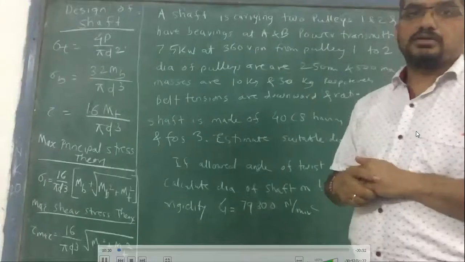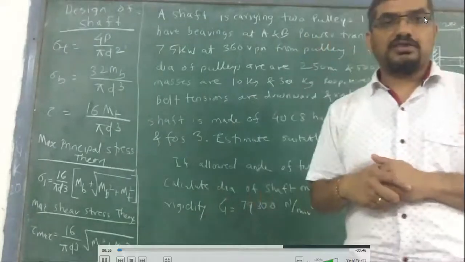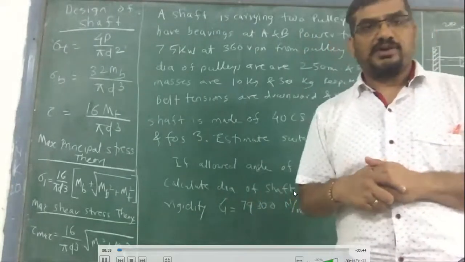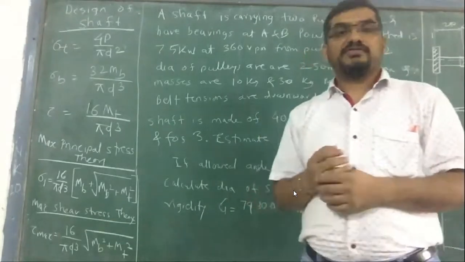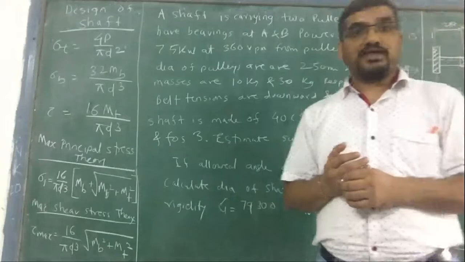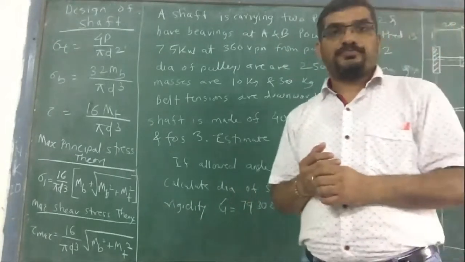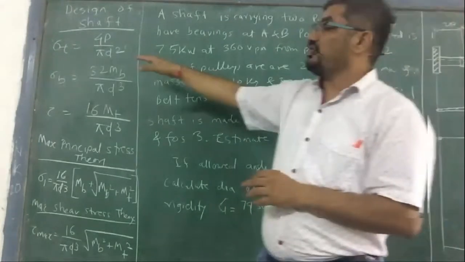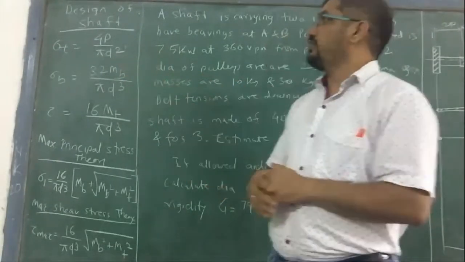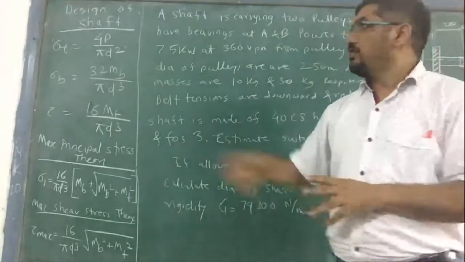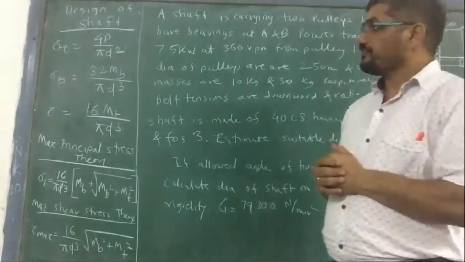Any shaft will undergo basically three types of stresses: direct stress, sigma t; stress because of bending, for which we will use the bending equation; and shear stress because of torsion. For direct stress, stress is equal to load upon area, and area is pi by 4 d square. So direct stress sigma t in the shaft will be 4P upon pi d square.